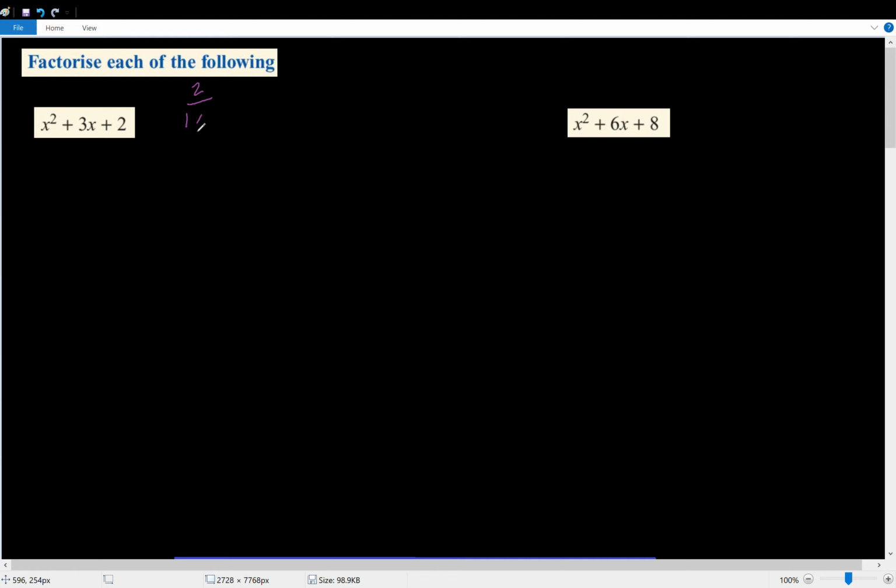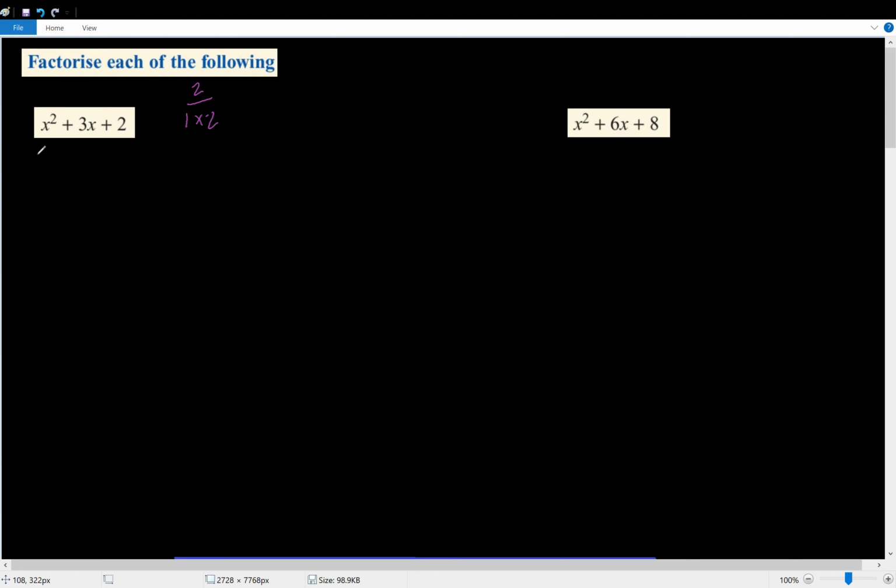So we get 1 times 2. Now because 2 is a prime number in this example, there's no choices to be made. We're definitely going to have to use this pair. When we get to the next example, we'll see that there's going to have to be a choice made, and I'll explain why we make them. So with our factors, our 1 and 2, we're going to use them. We're going to split up our middle term in our expression.